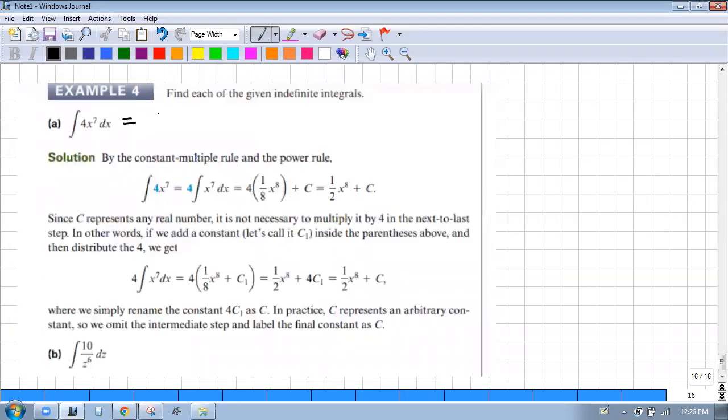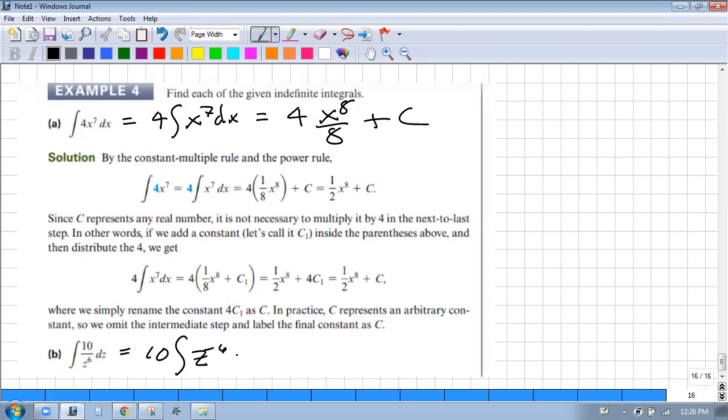So they said you can just pull that 4 out. All right, so we have this 4 here. Now the integral of x to the 7th would be x to the 8 over 8. This here is the 10. I can pull the 10 out. I'll rewrite the z here. So I have the 10. The integral of z to the minus 6 would be z to the minus 5 over minus 5. Right? Product rule backwards.